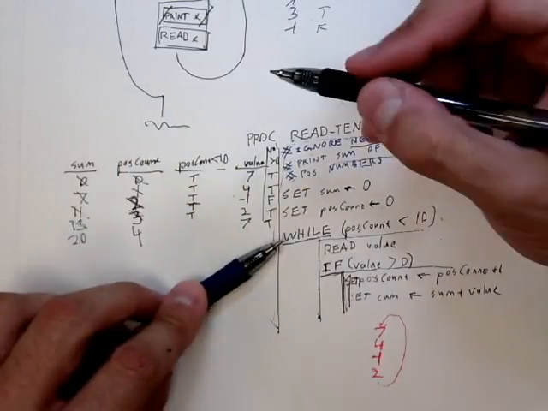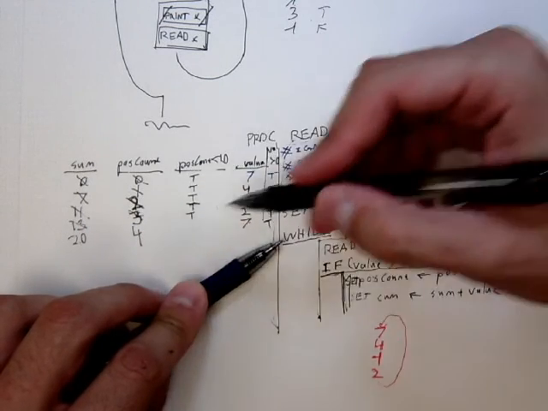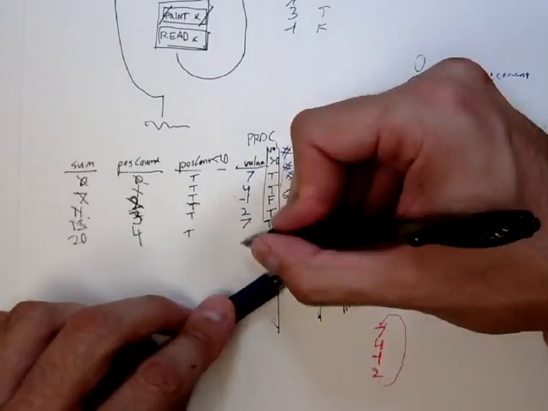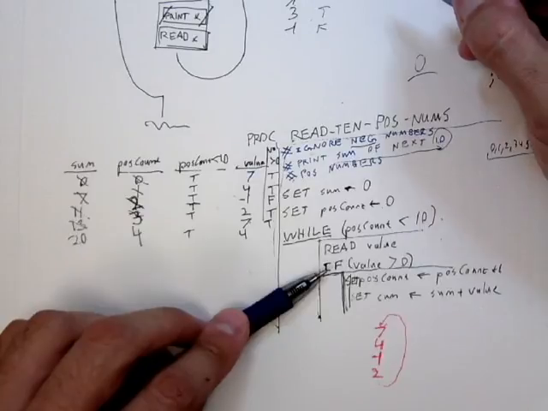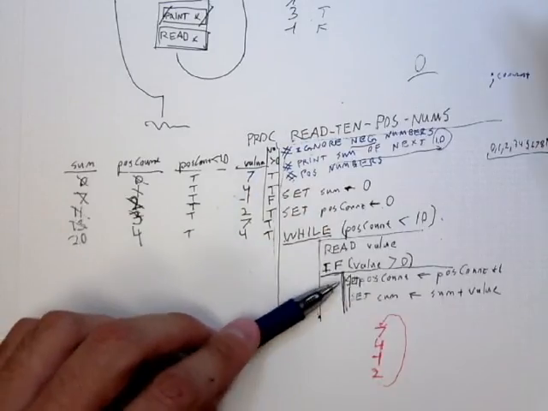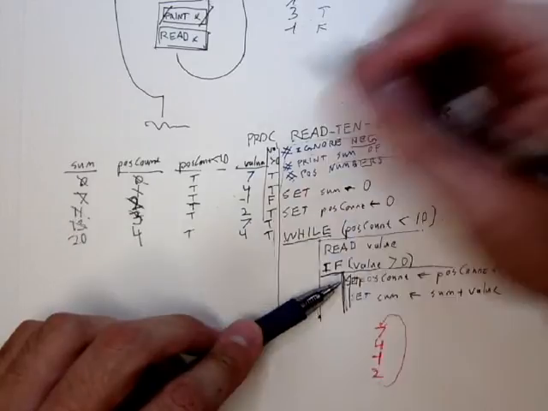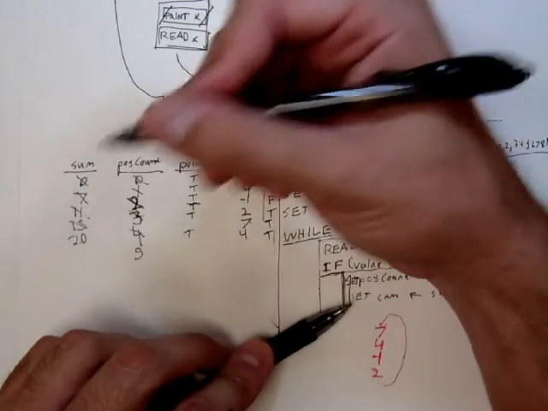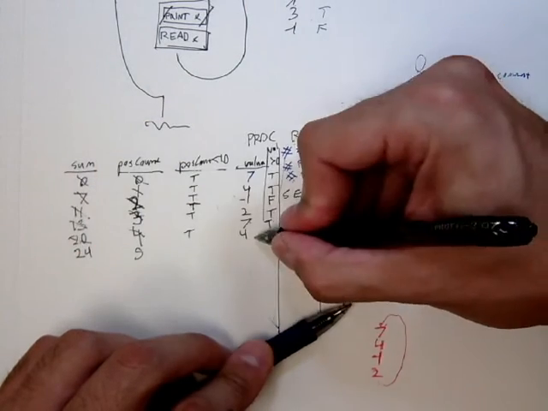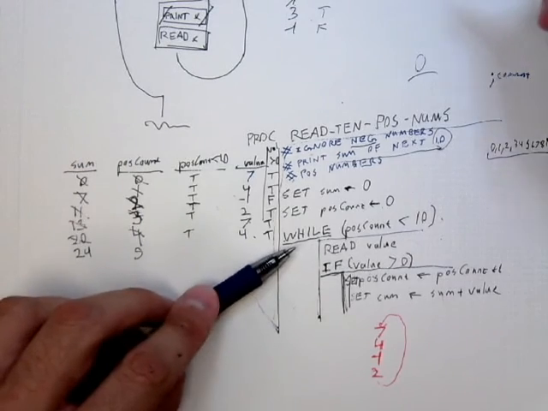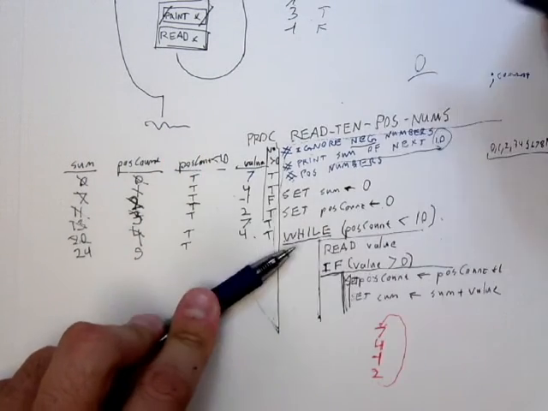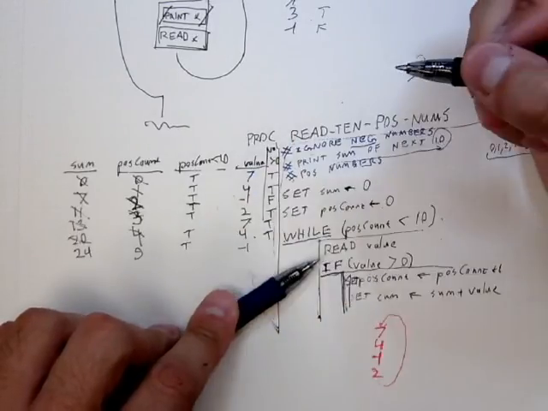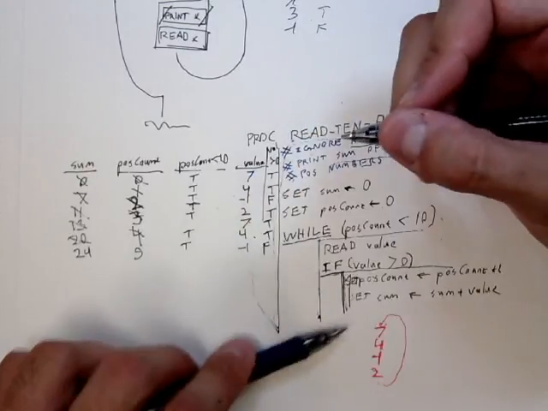We're checking whether pos count is less than 10. That is true. We're going to read in value. That's going to be a 4. We're going to check if value is greater than 0. That's true. We're going to set pos count to pos count plus 1. Sum to sum plus value. Check if pos count is less than 10. That's true. We're going to read in value. Is value greater than 0? That's false. So we're going to skip all of this stuff.